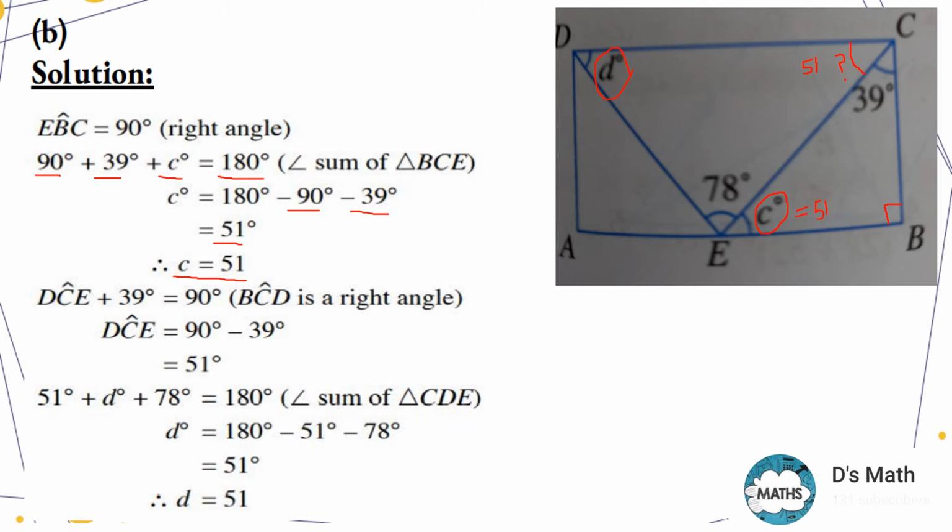Now we want to find the value of D. We know that if we look at the triangle C, E and D, we will follow the same step as we followed in the first step. 78 plus 51 plus D, the sum of the inner angles of the triangle, is always equal to 180, and we want to find the value of D. So we will shift the remaining two angles to the other side. After subtracting from 180, we have the answer 51. That means our D is equal to 51. Okay, I hope this step is clear to everyone.